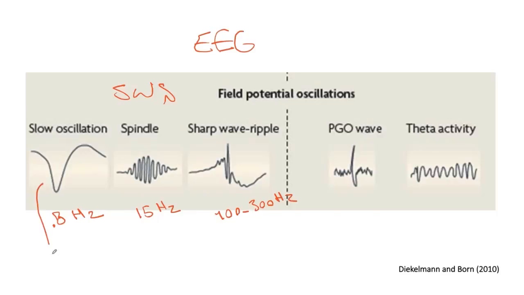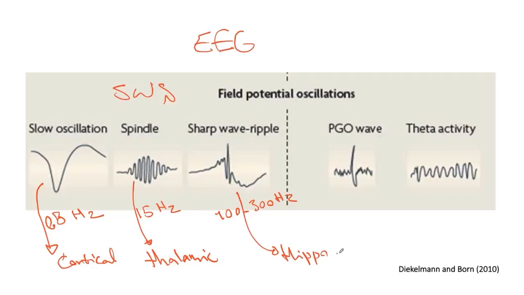And these slow oscillations are mainly cortical oscillations. Spindles are mainly thalamic oscillations, and sharp wave ripples are mainly from hippocampus. And then for REM, we have PGO wave and theta waves. And I will probably talk about them later on.